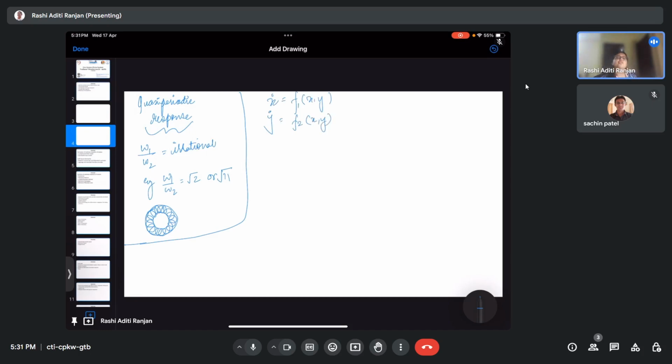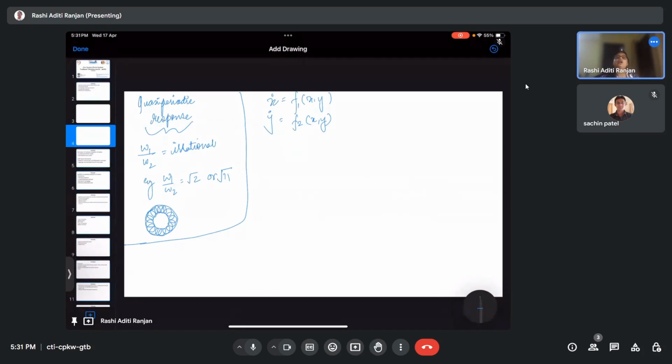Then in this case, if I want to find the solution, so if I get any two solutions, then I can write the general solution as the linear combination of those two solutions. Okay, first thing. Second thing, what if I want to know about the stability of the solution? Or what if I want to know about the stability of the fixed points that are present in the system?